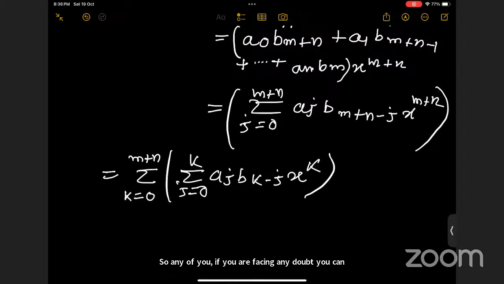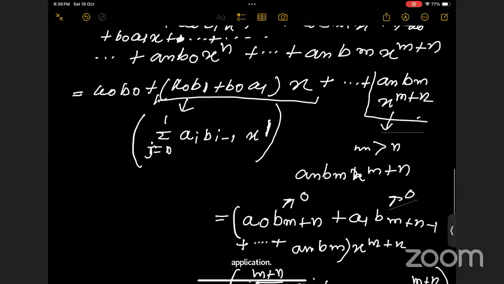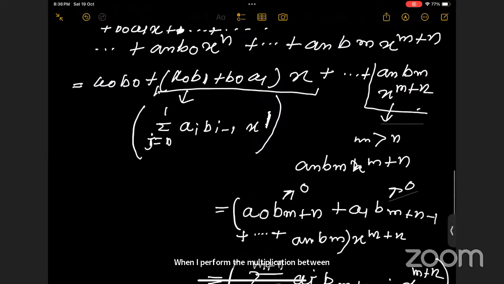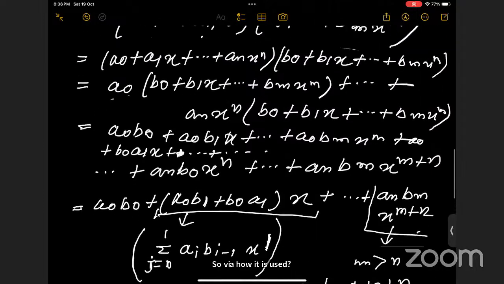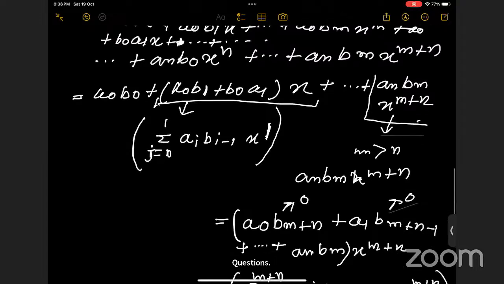Is it fine? Ma'am, I performed the multiplication between two polynomials, but I don't do it with a formula. So how is it used? Yeah, that is what I did here, right? I did it term by term.